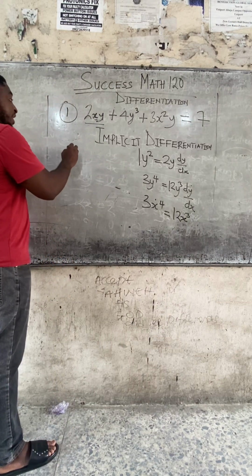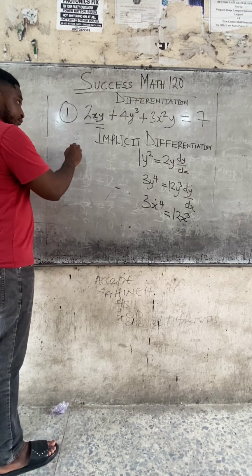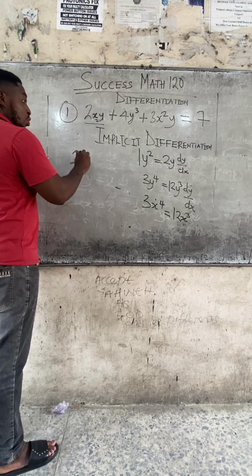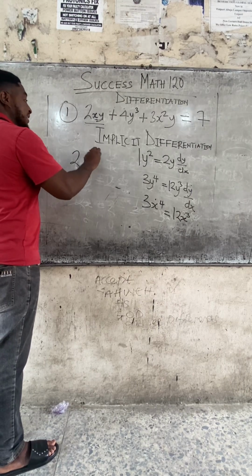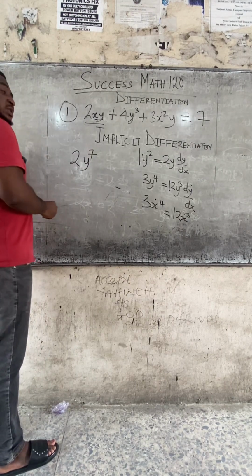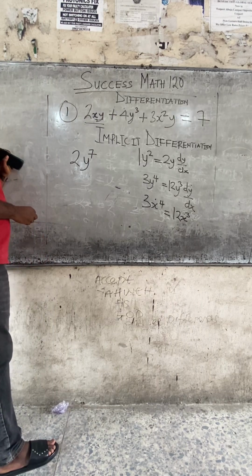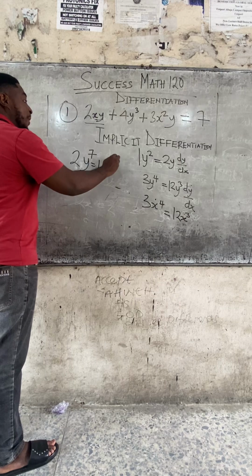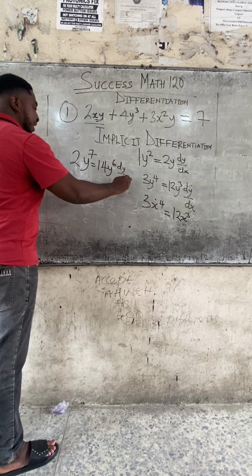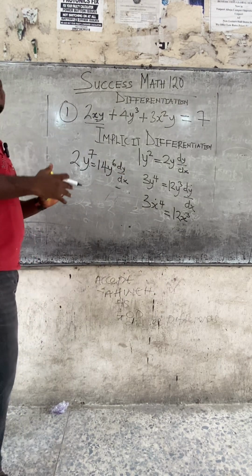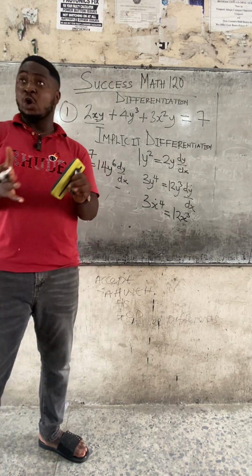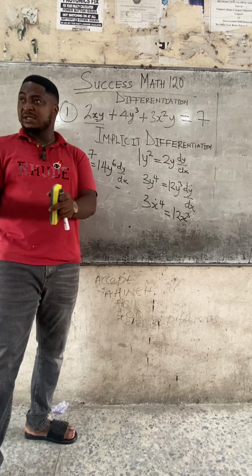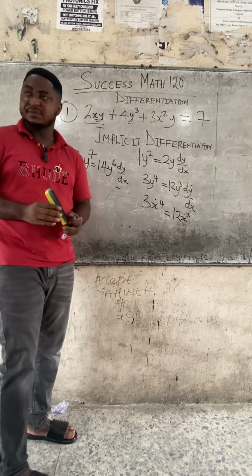So if you have to differentiate 2y raised to power 7, what will you have? 14y raised to power 6 dy dx. Thank you. So for every y component that is differentiated, a dy dx is introduced. Class, are we following?